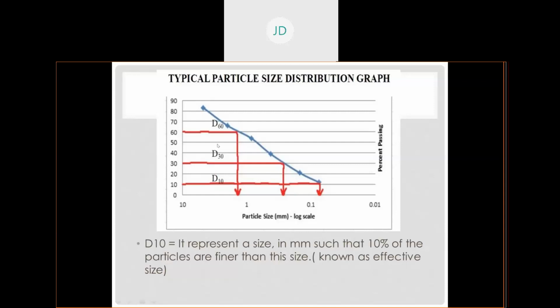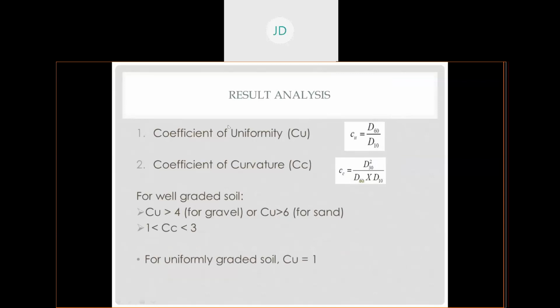After finding D60, D30, D10, which actually represent size in millimeter on the x-axis, you can find out the next parameters. These are the uniformity coefficient and the coefficient of curvature. These are two new parameters which can be found out from the graph only. So what are the uniformity coefficient and coefficient of curvature?